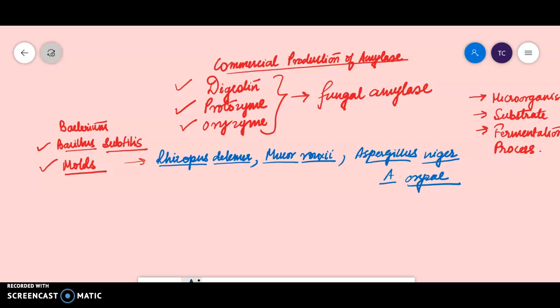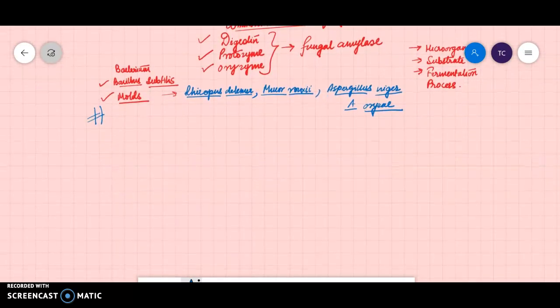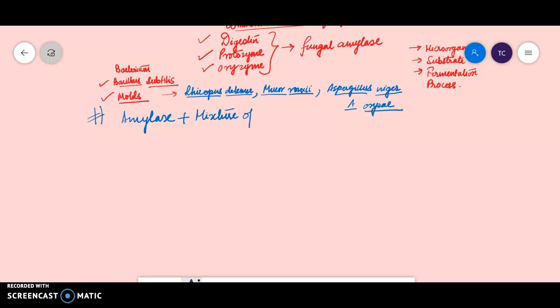Next we will move on to the microbial production of amylase. So let's start. Now, we know that increasing amounts of amylase are being produced from molds, which may yield primarily one kind of amylase or a mixture of amylases. So a mold can produce one kind of amylase, or it may produce a mixture of amylases.